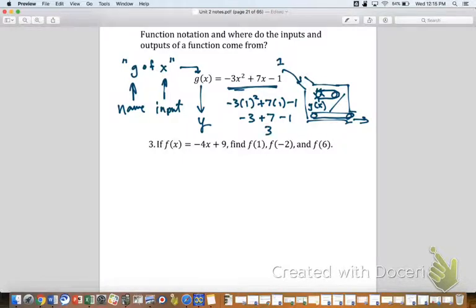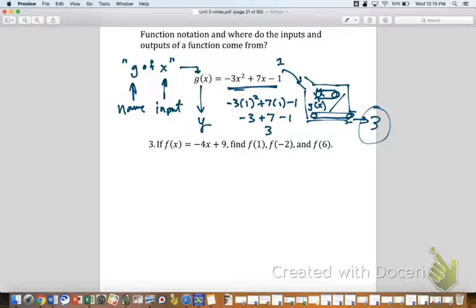So I dropped in a 1, and what came out? A 3. The input was 1, and my little function machine did its stuff, made all of its little mechanical noises, and out came a 3. In other words, the domain was 1, and the output was 3. We'll practice the mechanics of that here in a second. That's the idea of a function.